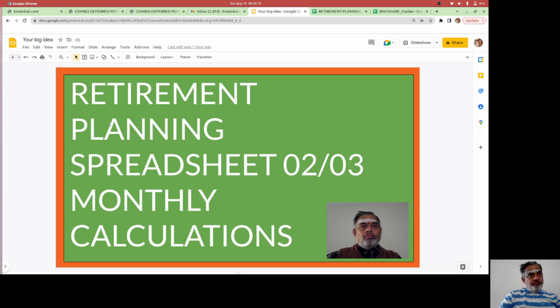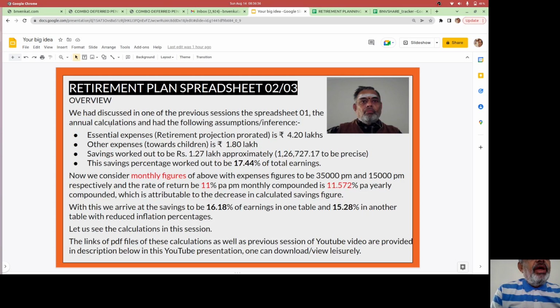In this session we are going to start with the retirement planning spreadsheets 02 and 03, which are monthly calculations. We have already seen spreadsheet 01 with yearly calculations. We had discussed it in one of the previous sessions, the annual calculation, and had the following assumptions.